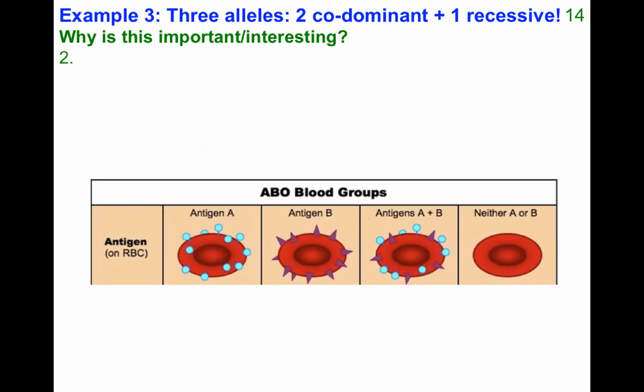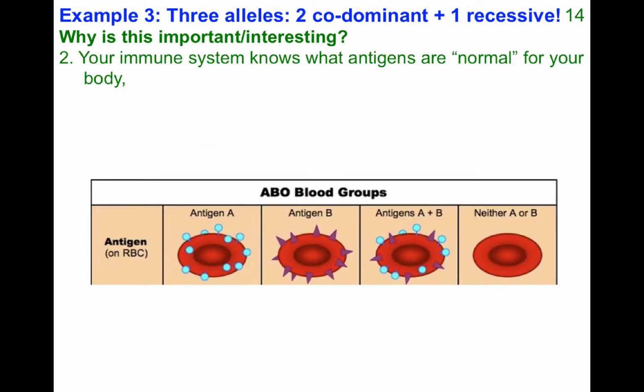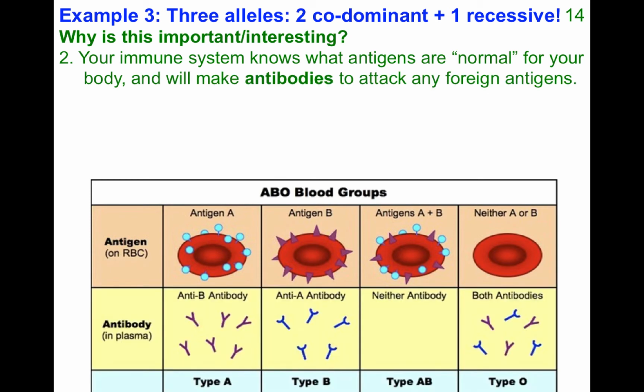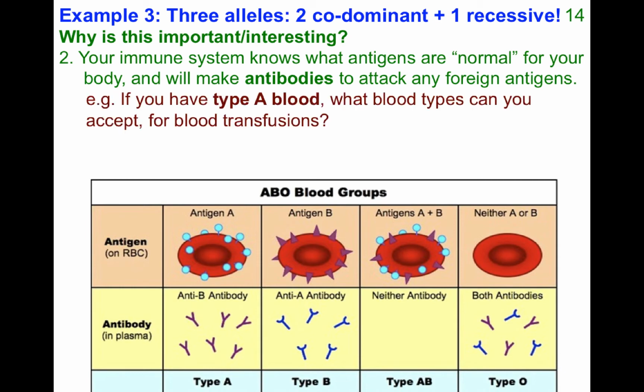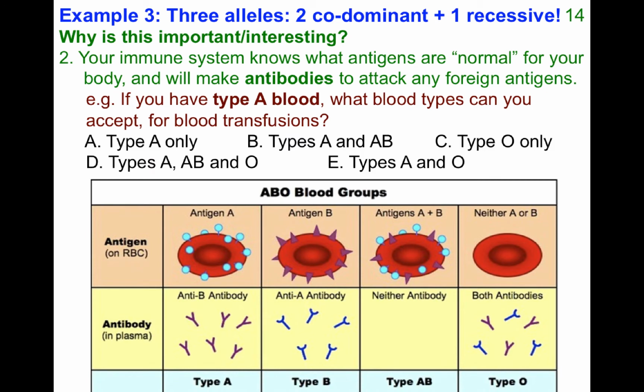So the second reason why this is important and interesting is that your immune system can recognize what type of antigens are normal for your body, what type of antigens should be there on your blood. And anything that shouldn't be there will be attacked by your antibodies. So for example, if you have type A blood, what types of blood do you think you can accept for a blood transfusion? If you were injured, lost a bunch of blood, and they have to give you someone else's blood, which types of blood can you accept into your body? All right, so pause the video and choose your answer.